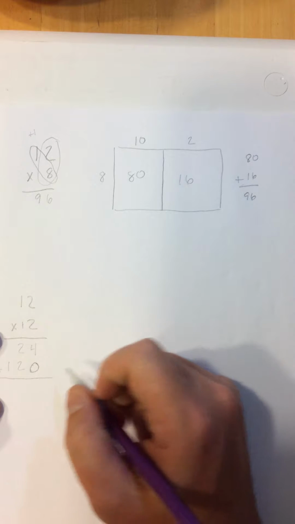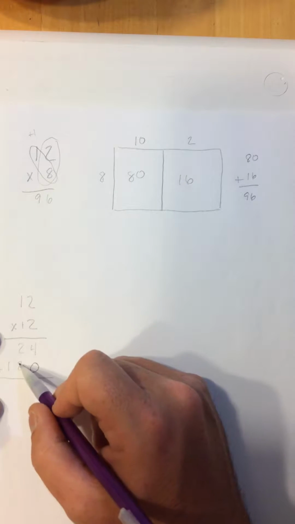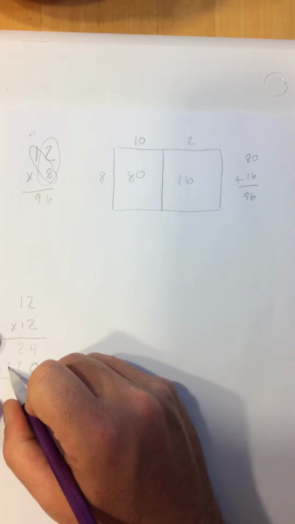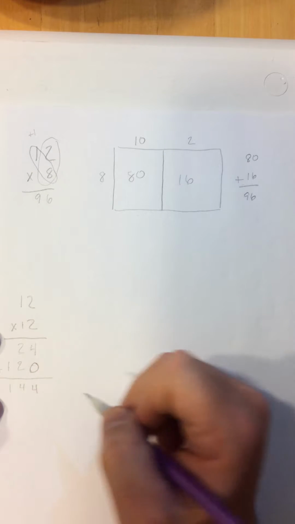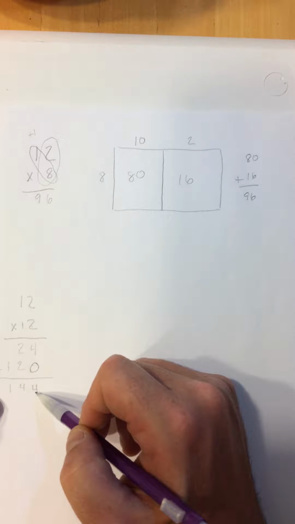Then we're going to add these numbers together. So 4 plus 0 is 4. 2 plus 2 is 4. And nothing plus 1 is 1. So 12 times 12 equals 144.